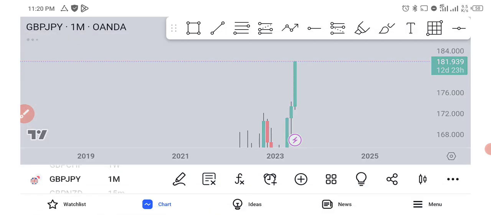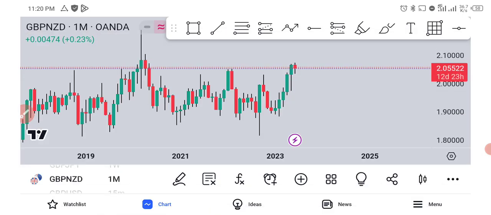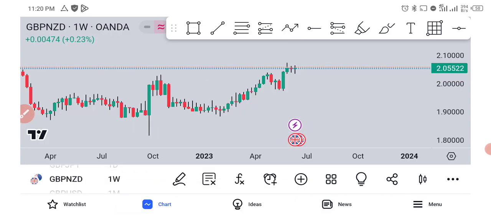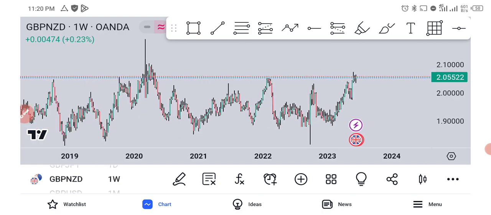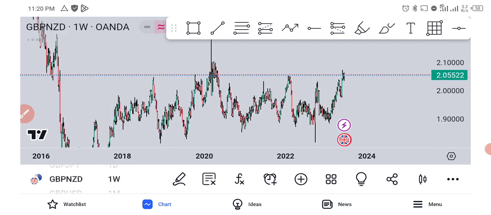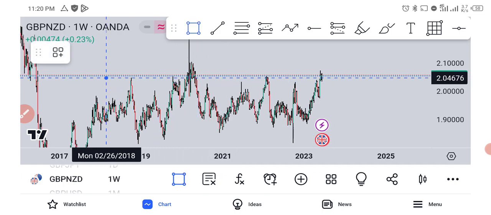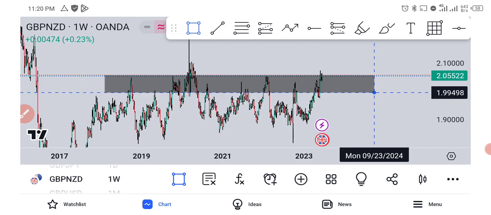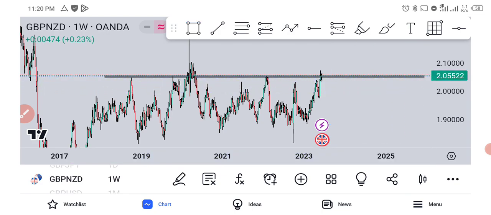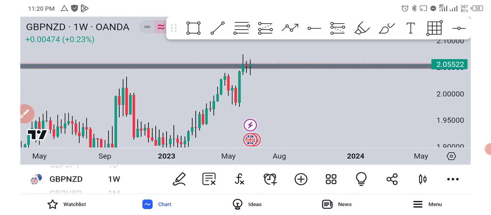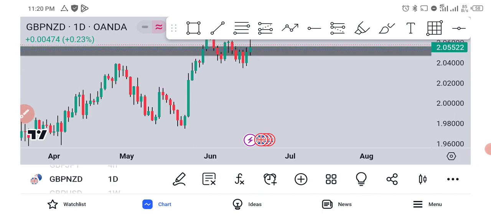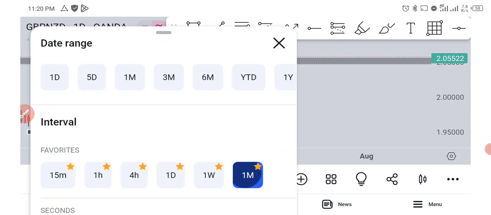Now GBP NZD. Starting on the monthly time frame, a correction is being created, where the entry will be in August. On the weekly time frame, the market is currently testing and reacting to the structure we have on the weekly. This is the weekly resistance level here. This is where the market is currently testing. So this pair is currently risky, and I won't be taking it.